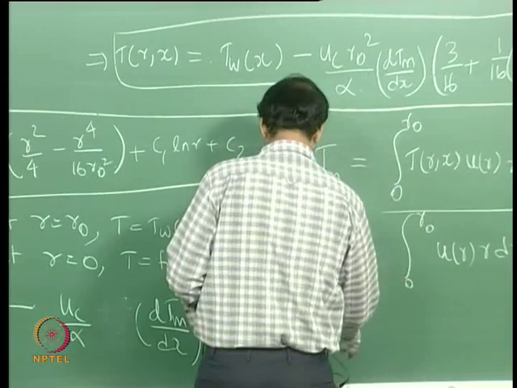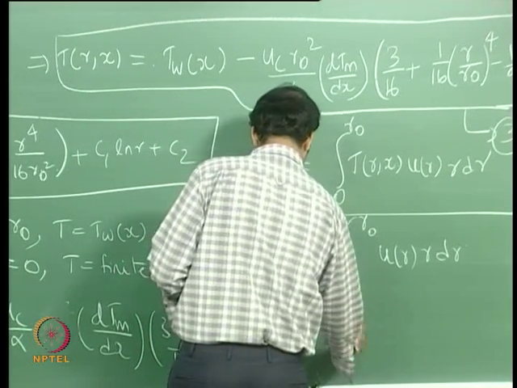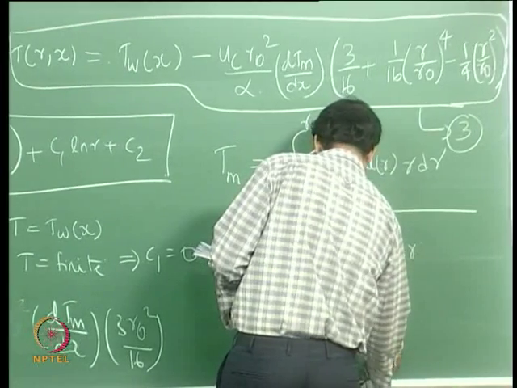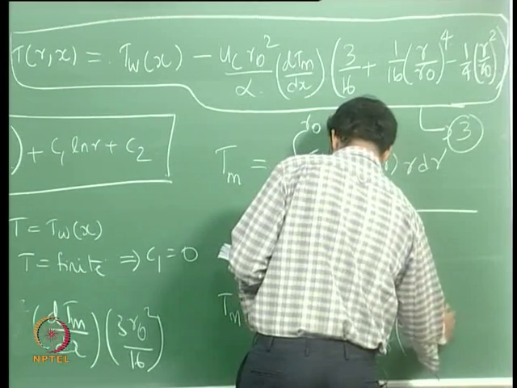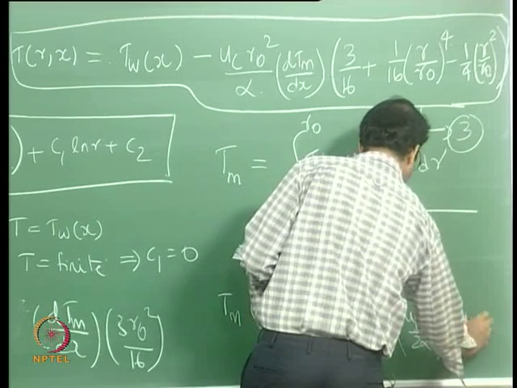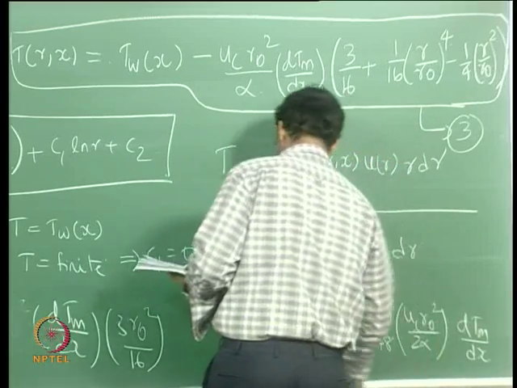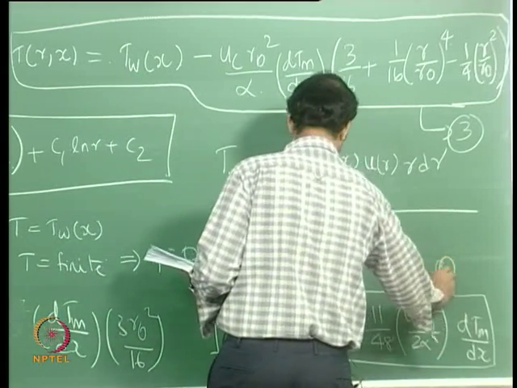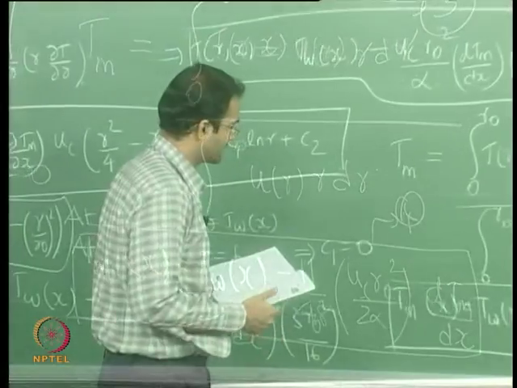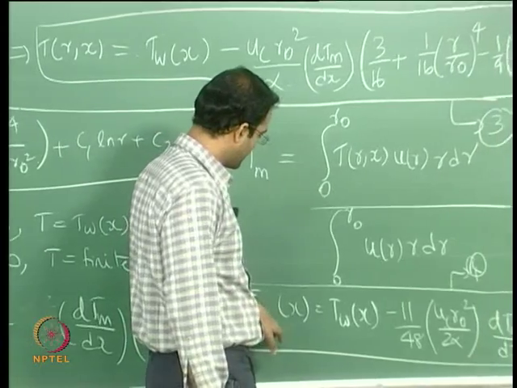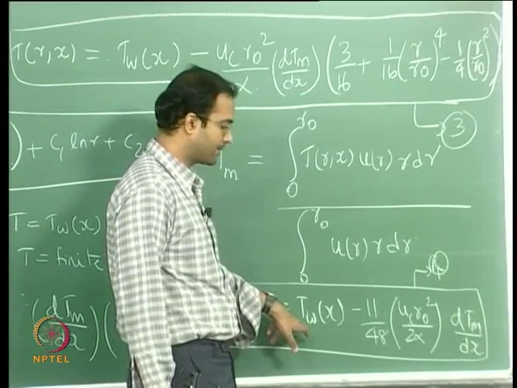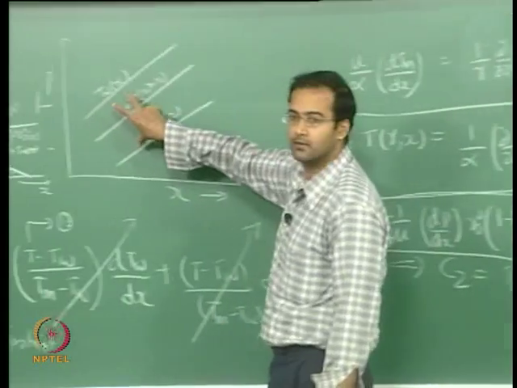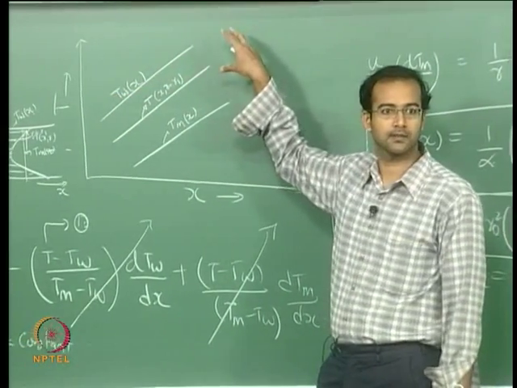But finally if you do that, the expression for Tm comes out as T wall of x minus 11 by 48 into uc r naught square by 2 alpha into dTm by dx. Let us call this number 4. This is the variation of mean temperature with respect to x. So therefore you can see your Tm minus T wall is going to be a constant because dTm by dx is a constant. The difference between the two, Tm minus T wall, has to be a constant.